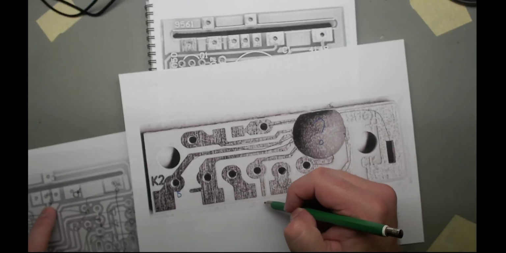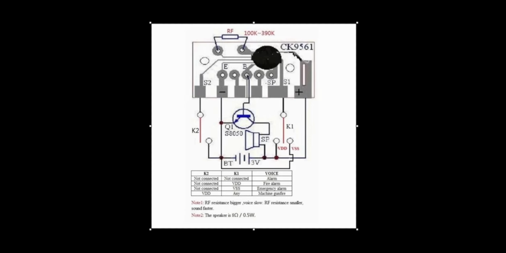CK9561, K1, K2. So this is, apparently, a little sound generator chip that's quite easily available. And yeah, we weren't too far off, actually. Look, there's the output to the transistor. And basically, what happens is it's got four sounds. But if you change the resistance of RF up here at the top, you change the speed of the sound. So you've actually got four tones selected by K1, K2, which, funny enough, we said we had a couple of binary inputs, and resistance across the top changes what sound and speed and stuff.